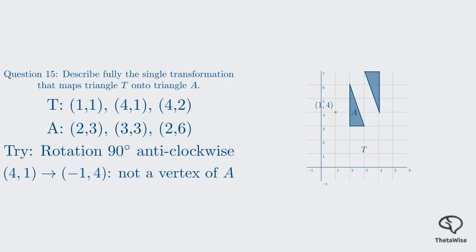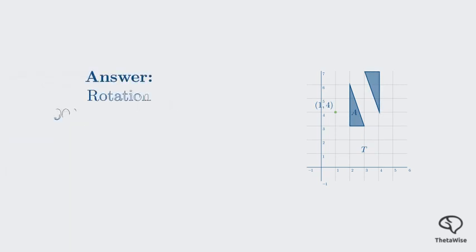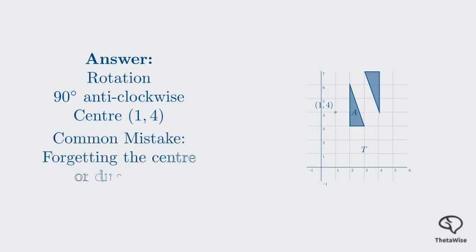center (1, 4). Make sure to include all 3 parts: the type of transformation, the angle and direction, and the center point. Missing one of these will cost marks. A common mistake is forgetting the center of rotation or getting the direction wrong. Always double check. 1 vertex.